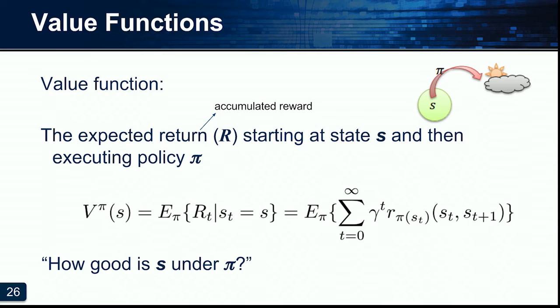Well, it's under a specific policy. So you're going to look at the possible outcomes that are going to come out of this, and that's why we're looking at that expectation. So that expectation is going to give you an average over all trajectories that could have come up under this policy.